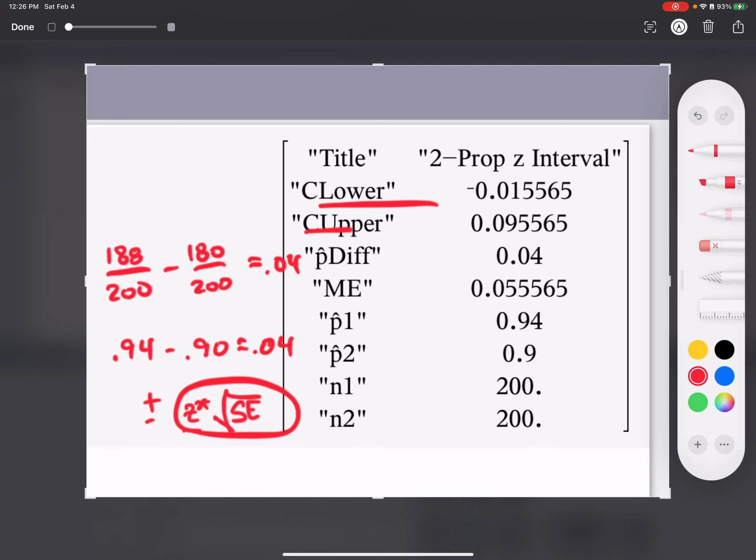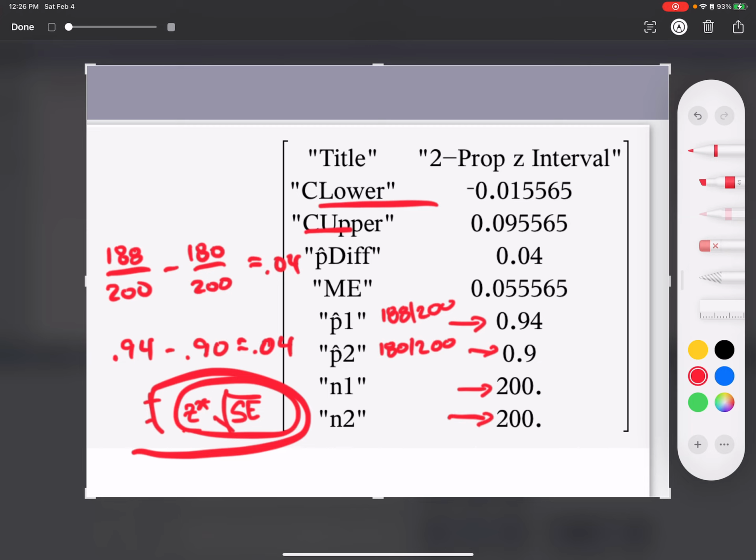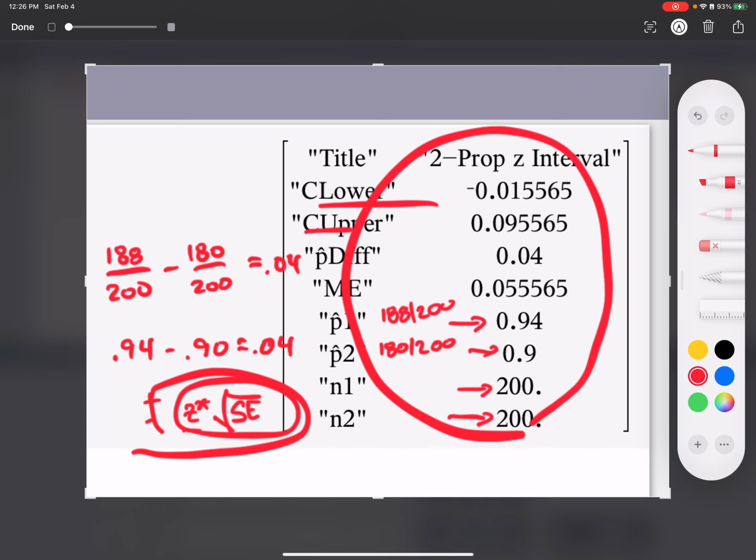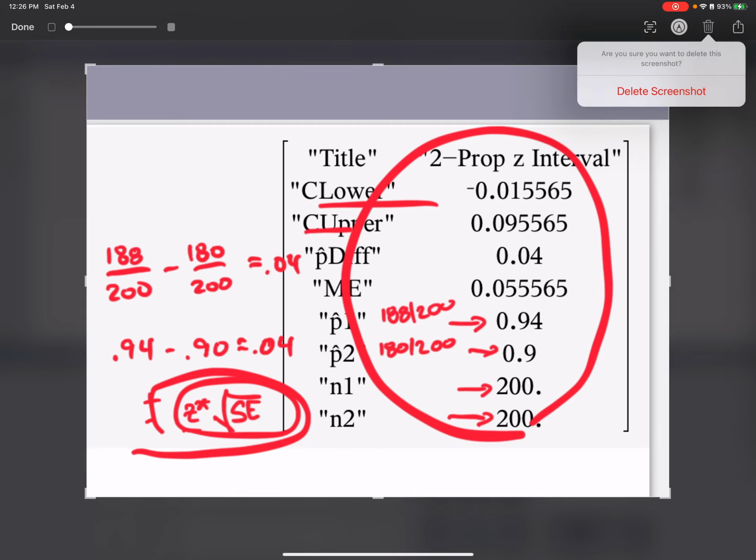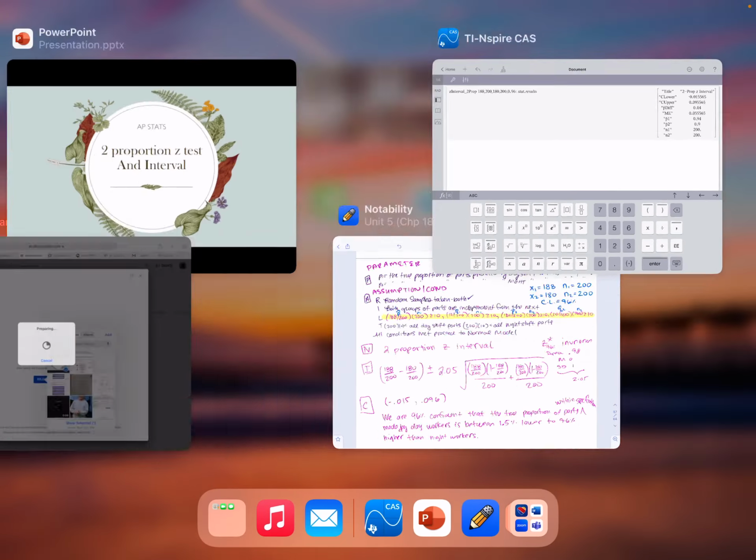And then that's the margin of error, the plus or minus part. And then, of course, the P hat 1, that was 188 over 200. The P hat 2, that's 180 over 200. And of course, I have 200 samples from the day shift and 200 samples from the night shift. So I'm going to go ahead and use this data. When I come to finding the confidence interval, I'm not going to have to use my calculator at all because I'm just going to refer to this chart that I've already done in my calculator.